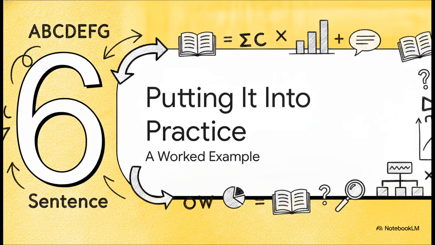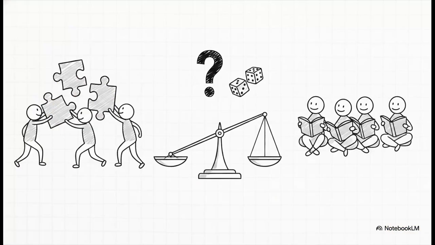Finally, Section 6, putting it into practice. Let's imagine a quick scenario. Say we have 30 learners in a task-based instruction group, and they score an average of 78 on a post-test. Meanwhile, 30 learners in a traditional instruction group score 71, so we've got a 7-point difference. But as researchers, we need to know, is this 7-point difference a real reflection of the teaching methods, or just chance variation in this one specific group of students?